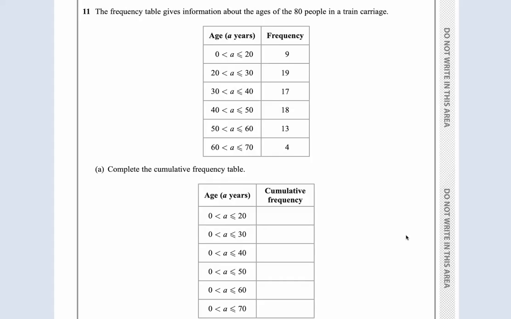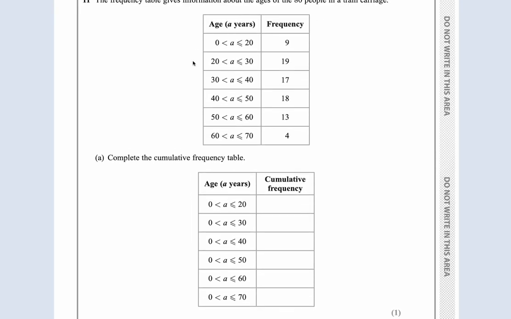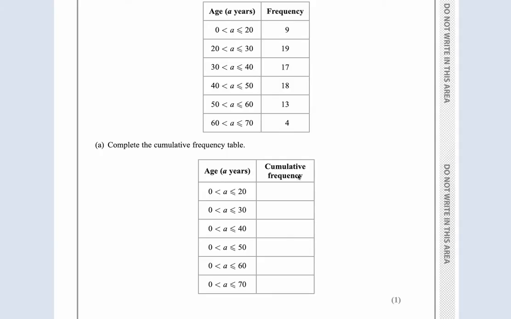Okay, question 11. Frequency table. 80 people on the train. And this is their age. Okay, cumulative frequency. So the cumulative frequency is we just add them up, because between 0 and 20 is 9, same as this. But between 0 and 30 will be the 9 and the 19. So it's 28. And then between 0 and 40 will be the 28 plus this 17, which is 45.